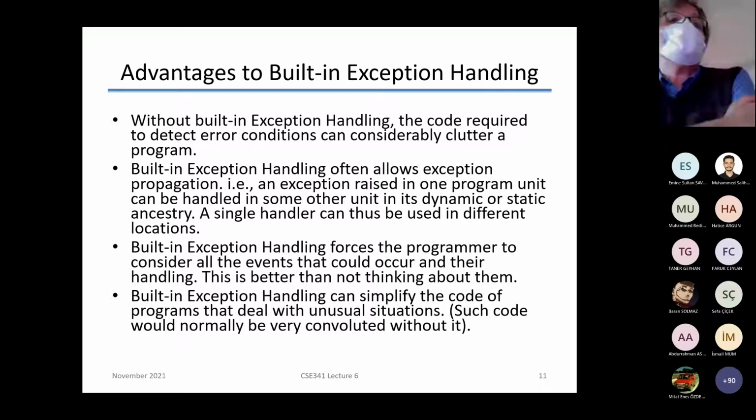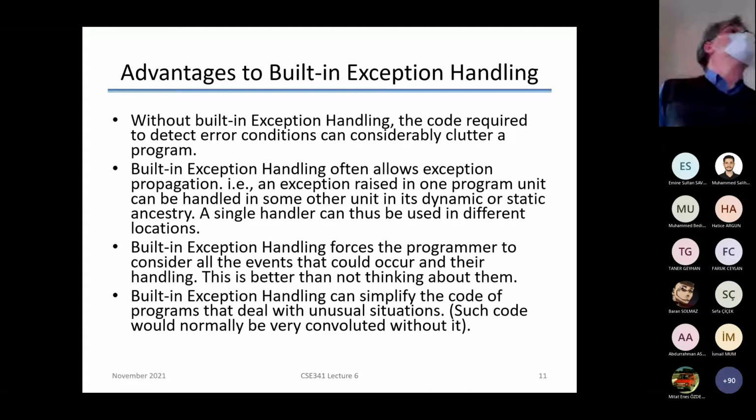When you have a built-in exception mechanism, it offers some advantages. The code required to detect the error conditions can be quite simple in this case, versus if you want to do this by yourself. We do these types of things very often when there is no exception handling mechanism for, let's say, end of file. So in C, we usually have a statement that detects the end of file, or that the file doesn't exist, and then we define some logic to handle this. So the code to do this could be quite cluttered. When you have built-in exception handling, this would be easier, of course.